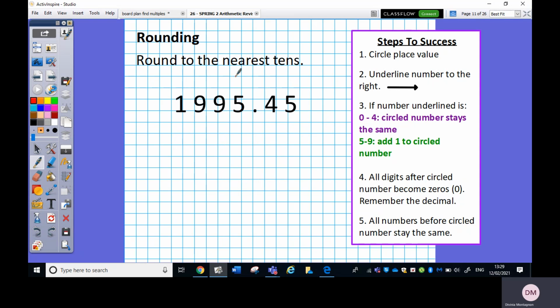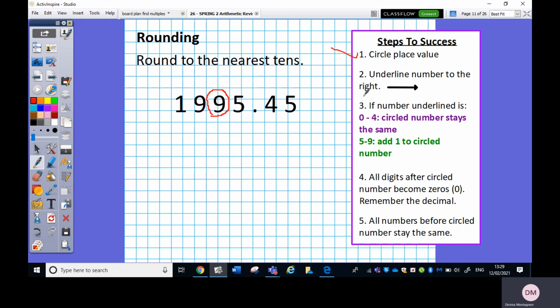Okay, let's do this last one together. Round to the nearest tens. So circle place value. Where's the nearest tens? The 9, okay, here we go. Oh, not this 9. Which 9 did you mean? The other one, oh, you're right. This one is the hundreds, isn't it? Good catch. Okay, so this is my tens.